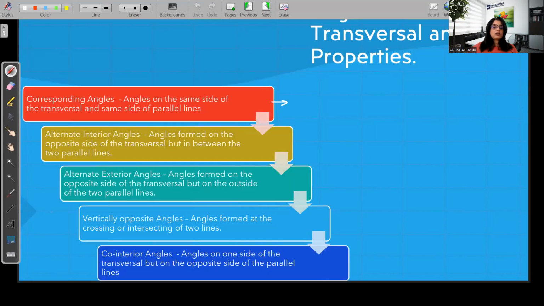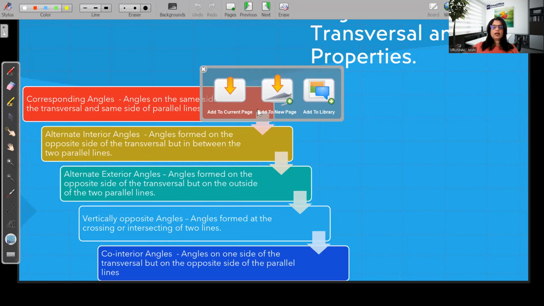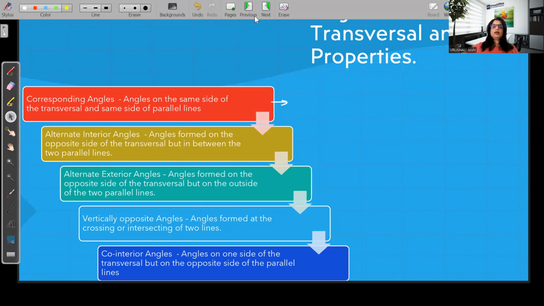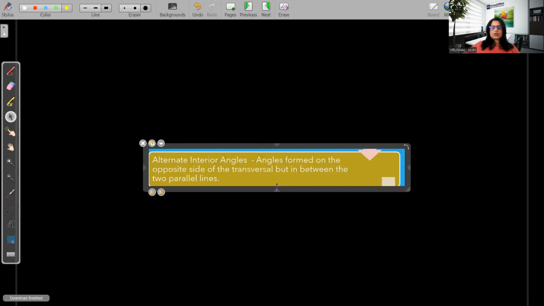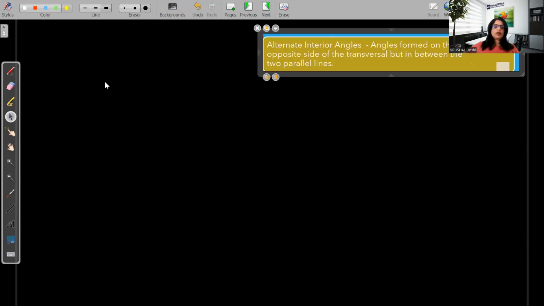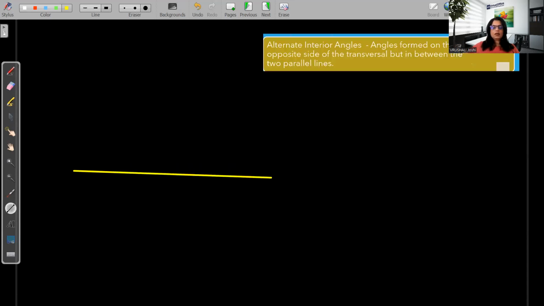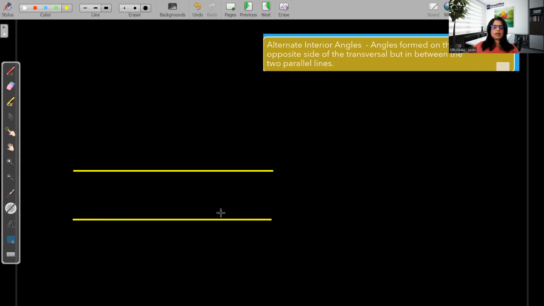Then let us see alternate interior angles. Okay. I'm going to take this to a new page so that every concept you understand it better. Let us see what is alternate interior angle. What is an alternate interior angle? So let's take two parallel lines. We have these two parallel lines and then we'll take the transversal with different color. Okay, so this is the transversal. Now we saw what are the angles formed there. I think we take the transversal like this.